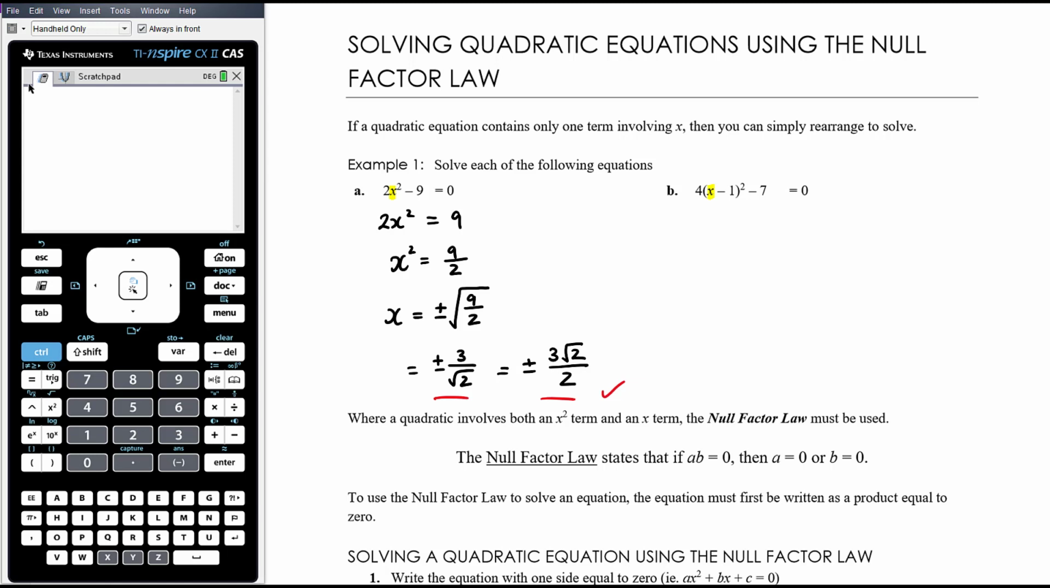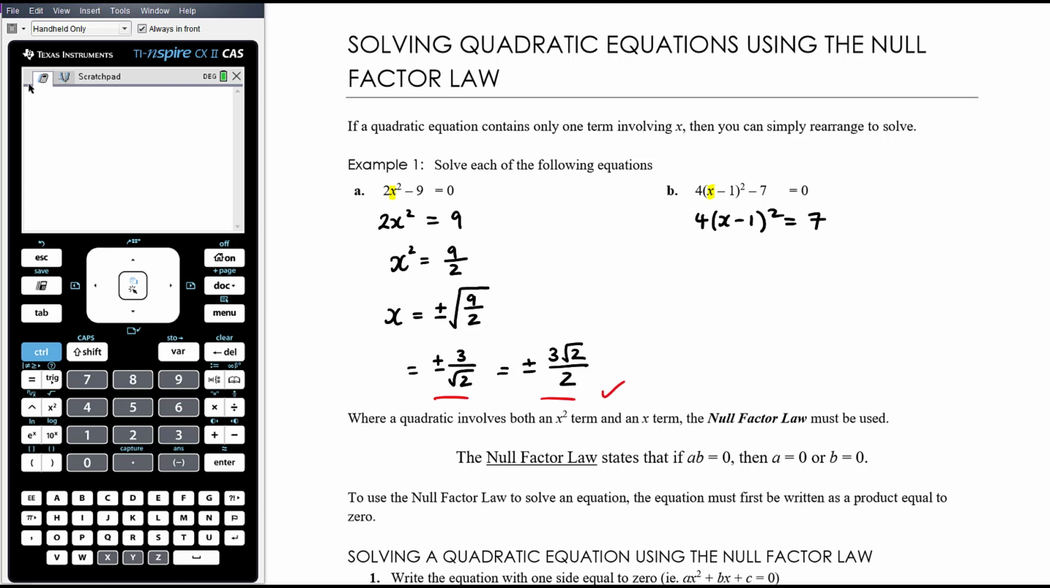Part B, again focusing on what's happening to x. So x, the first thing happening is 1 is being subtracted, then it gets squared, then it gets multiplied by 4, then 7 is subtracted. So the first thing we need to undo is the subtraction of 7, so we're going to add 7 to both sides. Then we want to undo the multiply by 4, so we're going to divide both sides by 4.